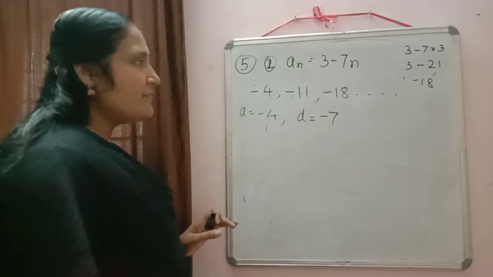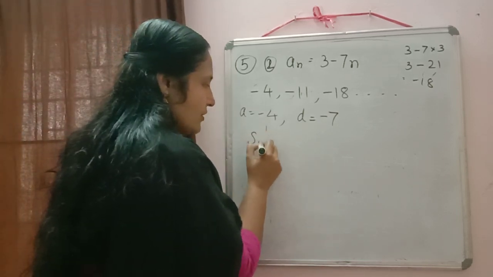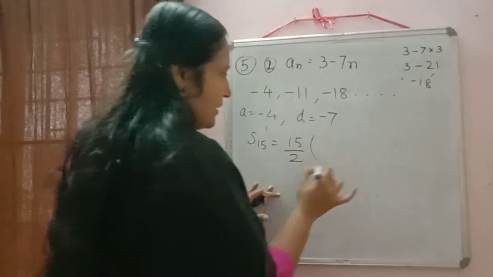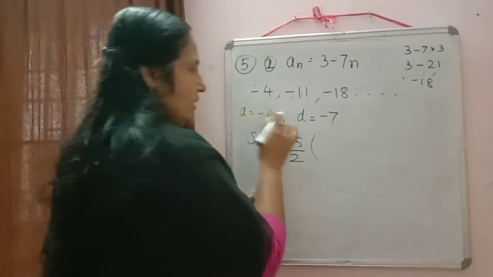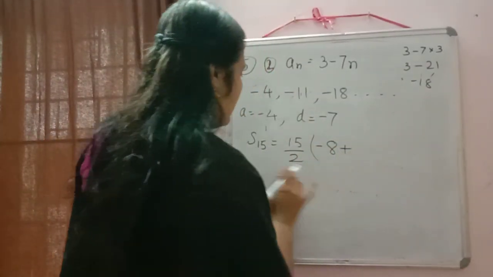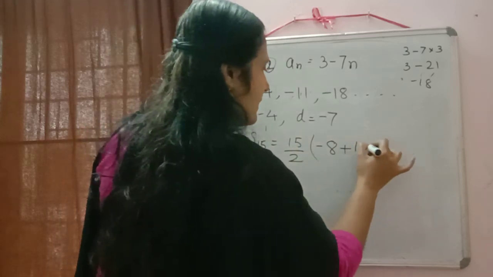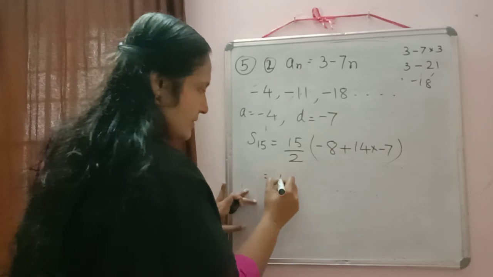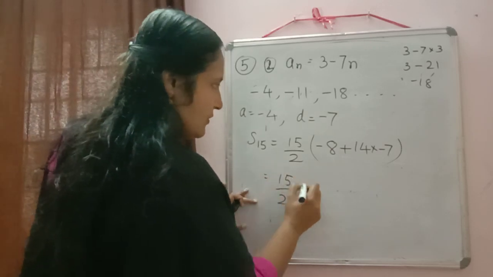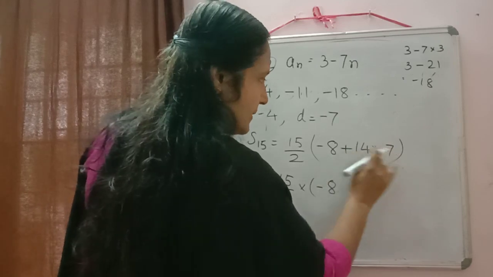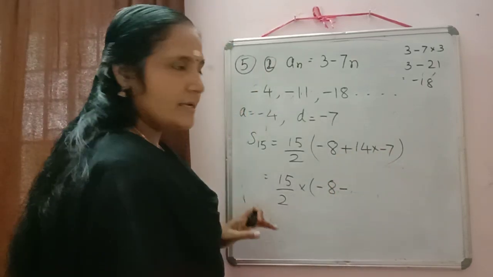Sum of 15 terms, S15, is what we want. Again substitute the values. So it will be 15 by 2 into 2a, which is 2 into minus 4, minus 8, plus n minus 1, which is 15 minus 1, 14 into minus 7.